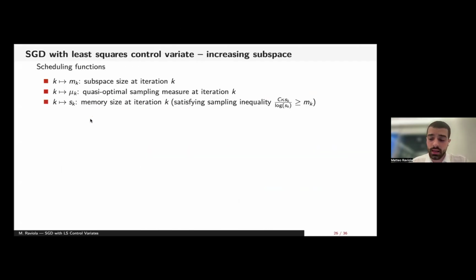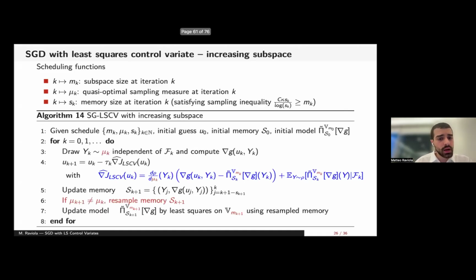So we also proposed the algorithm with an increasing subspace. Here the key elements are these scheduling functions. We have a scheduling function for the subspace size at iteration k. Then we have the measure that we have to sample from. Now the space is changing, so potentially the measure is changing too. So we have the quasi-optimal sampling measure at iteration k, and the memory size at iteration k always has to satisfy the sample inequality. The algorithm looks almost the same as the one we had earlier, but with the difference that now we're sampling from the measure mu k.